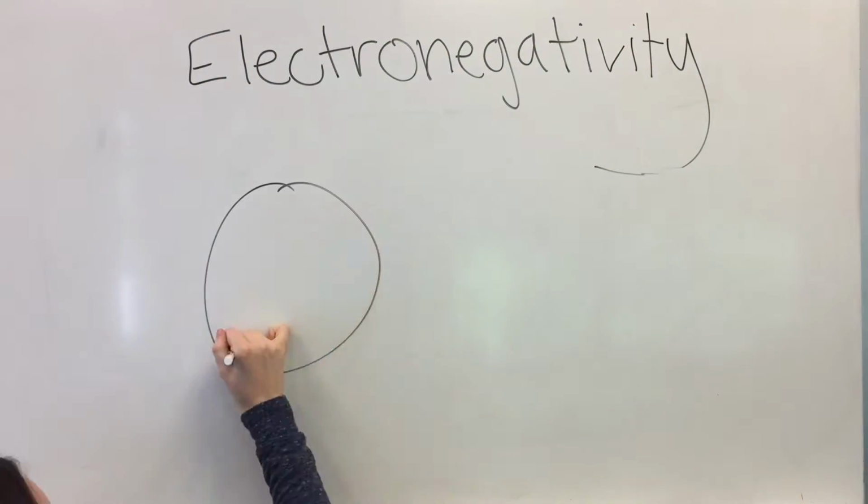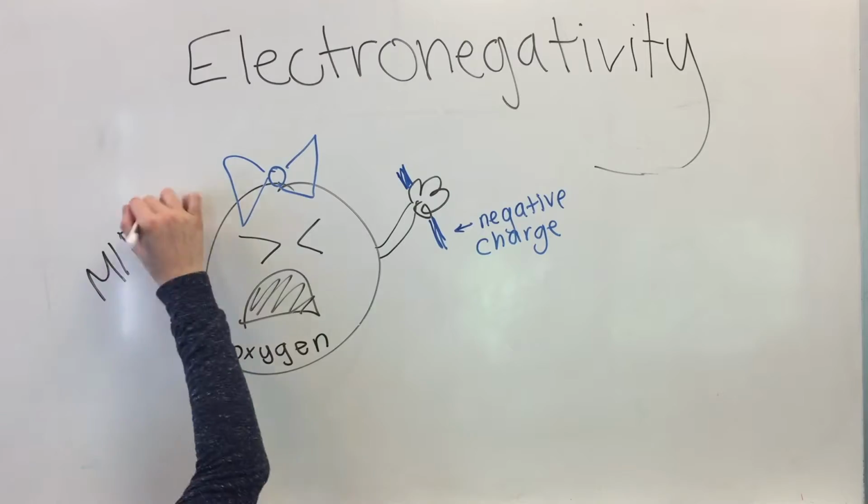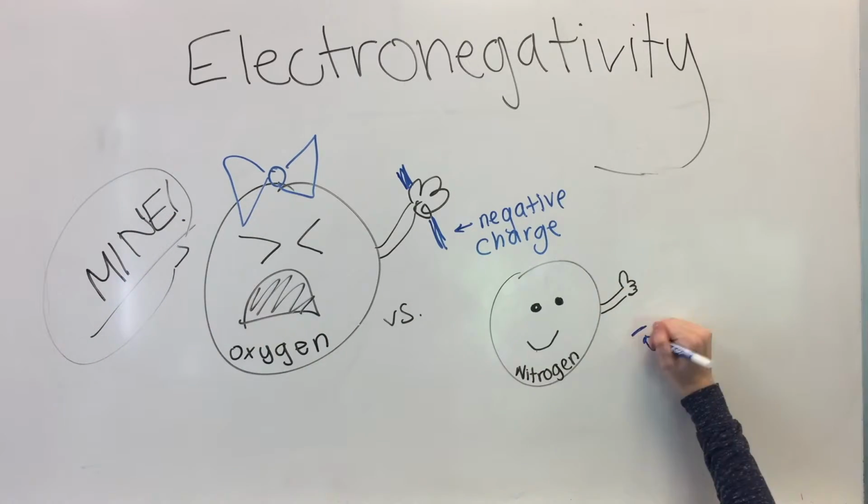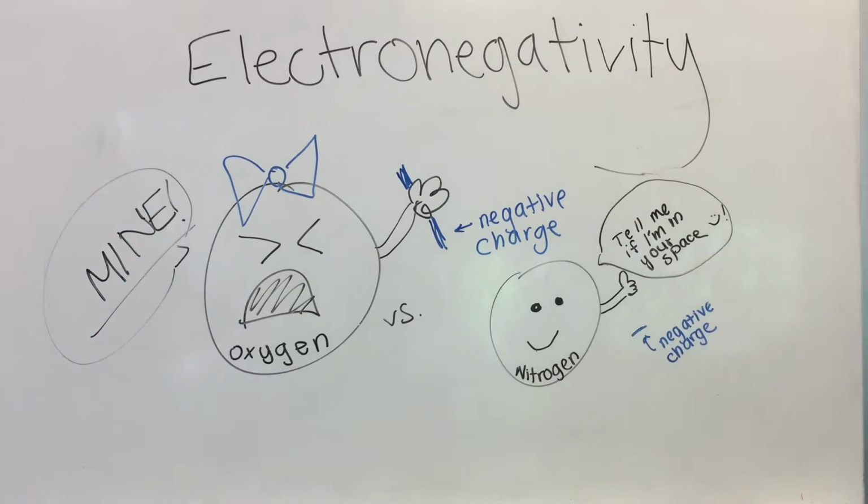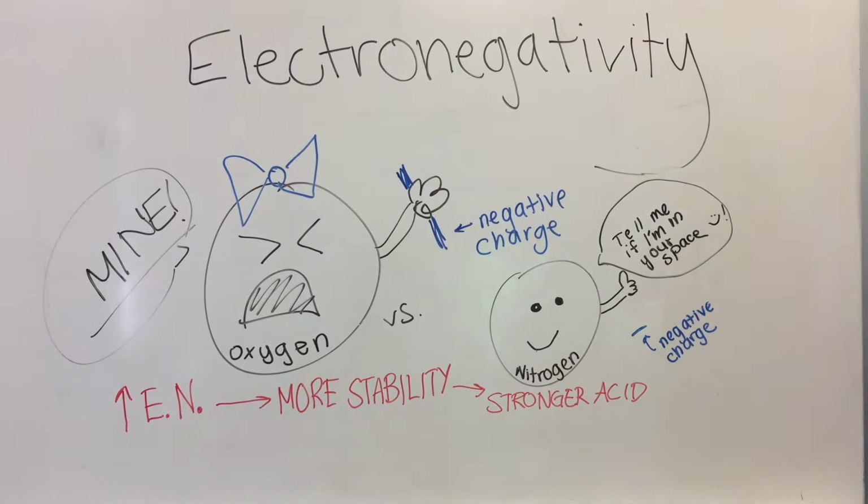Electronegativity is the next predictor of base stability. A more electronegative atom will increase base stability because it is better able to handle the negative charge. The more electronegative an atom is, the more stable the conjugate base.